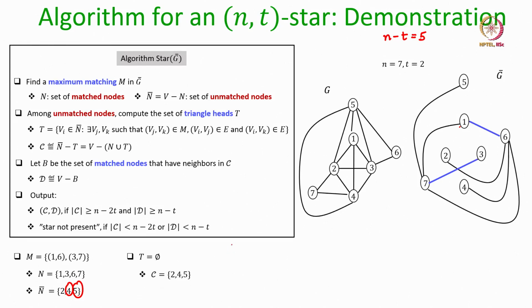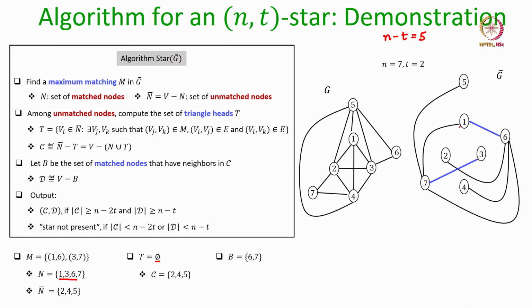So, now C will be N complement minus T, namely you ignore all the vertices from N and triangle head. There are no vertices to be ignored from the triangle head, but you have to ignore all the matched nodes. So, you are left with 2, 4, 5.